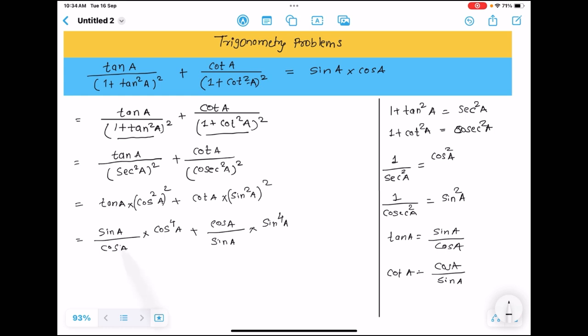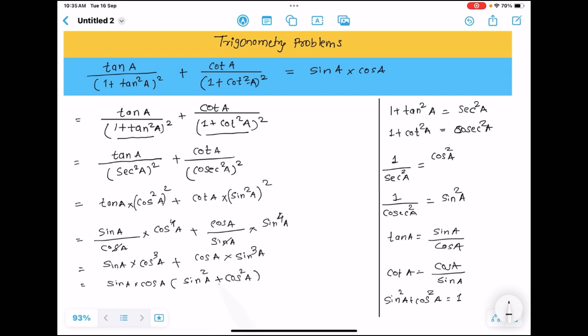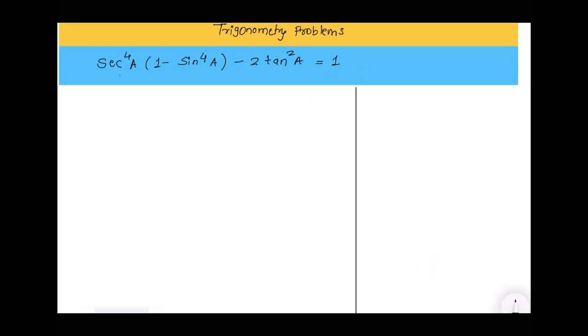Cancelling out one cos A and cancelling out one sin A, we will get sin A into cos raised to 3A plus cos A into sin raised to 3A. Let's take out sin A into cos A common out of this. We get sin A into cos A into bracket sin square A plus cos square A. But we have already learned sin square A plus cos square A is equal to 1. Replacing this, we will get sin A into cos A. Hence, proved.